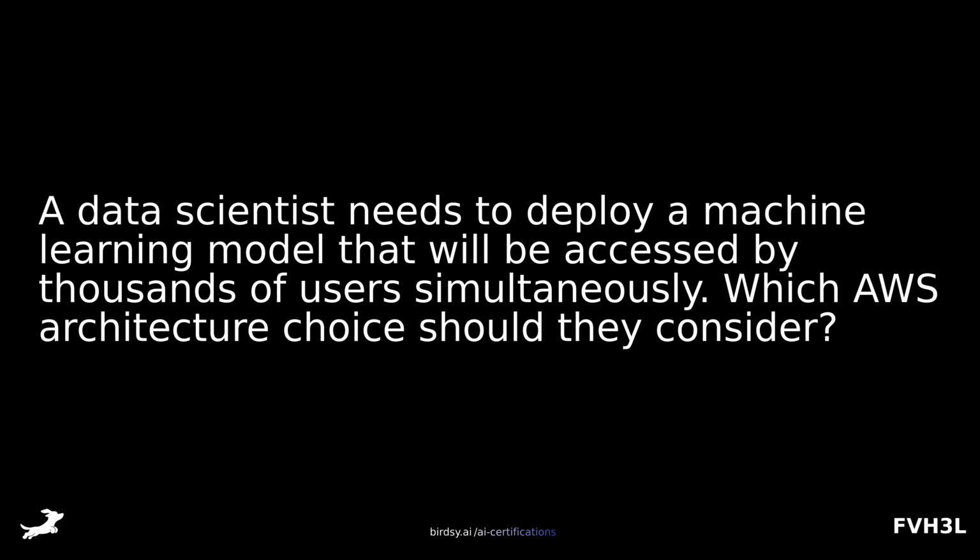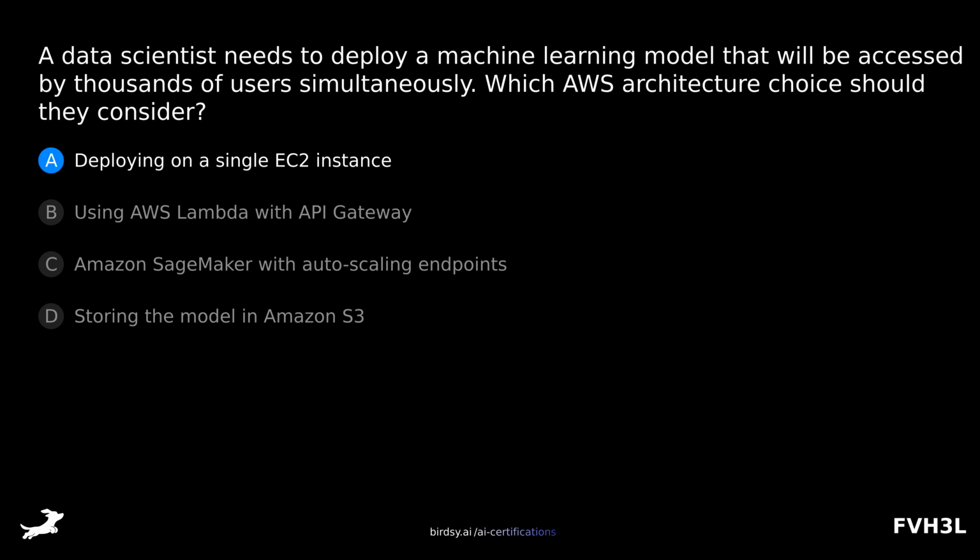A data scientist needs to deploy a machine learning model that will be accessed by thousands of users simultaneously. Which AWS architecture choice should they consider? Is it A, deploying on a single EC2 instance? B, using AWS Lambda with API Gateway? C, Amazon SageMaker with auto-scaling endpoints? Or D, storing the model in Amazon S3?